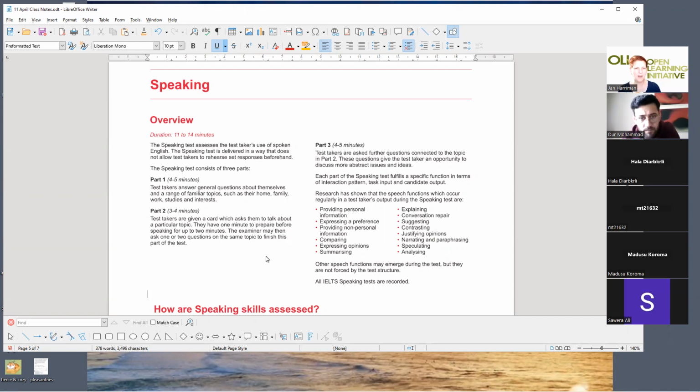So second part, you're given a card and asked to talk about a specific topic. And you have a minute to prepare. This is very much like the beginning of the writing test. You want to look at the subject and write yourself some notes, especially vocabulary words that you think you will use. So whatever vocabulary immediately comes up, and maybe some specific examples that you know you can talk about.